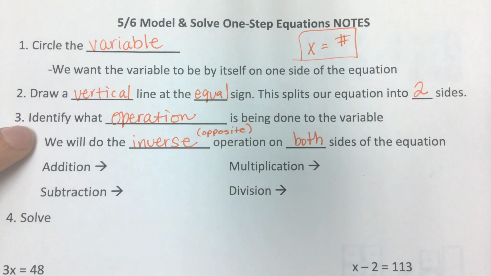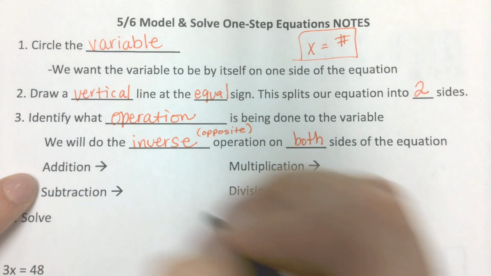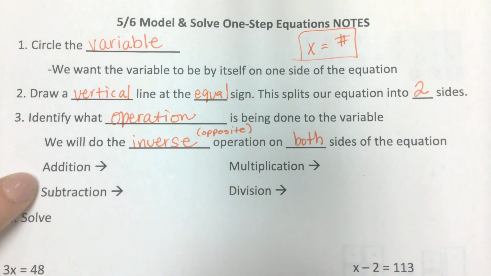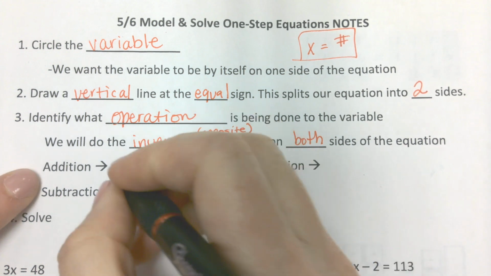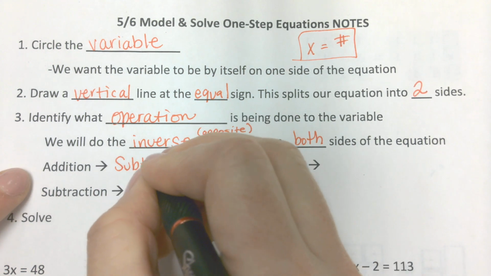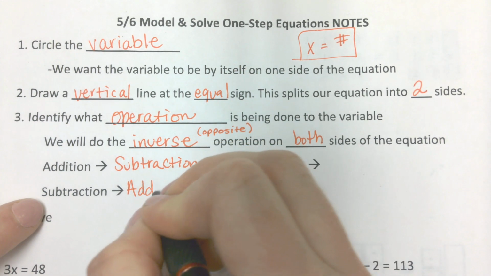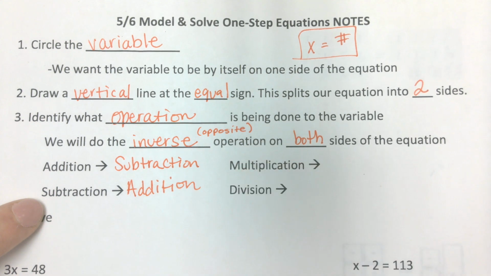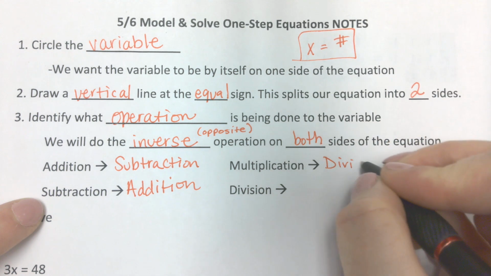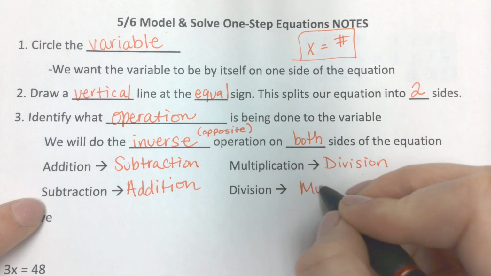And what we're actually doing is PEMDAS, but backwards. So normally we do parentheses, exponents, multiply, divide, add, subtract, but we're going to go backwards. So we're going to add, subtract, and then multiply and divide. We do the whole opposite order of PEMDAS also. So the opposite of addition is subtraction. The opposite of subtraction is addition. The opposite of multiplication is division. The opposite of division is multiplication.